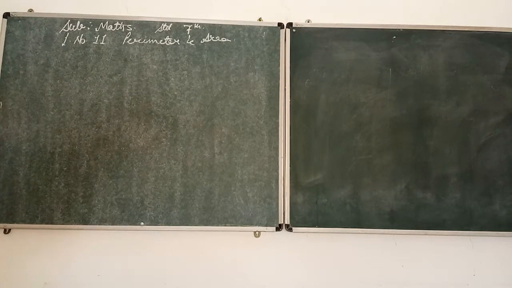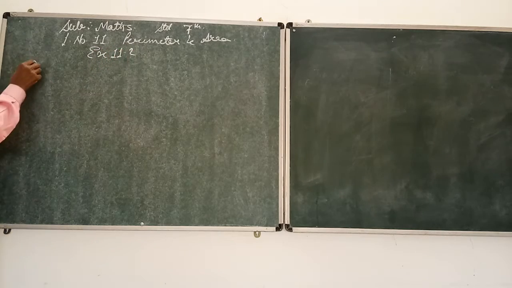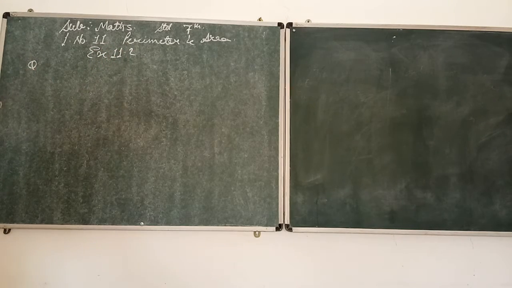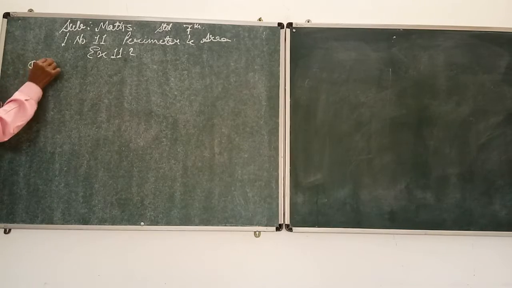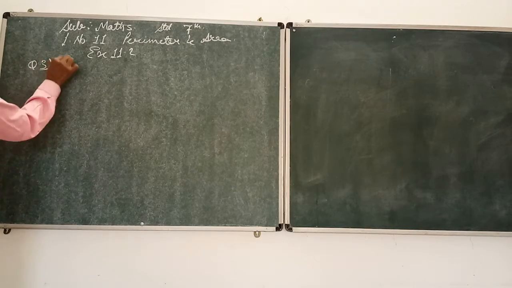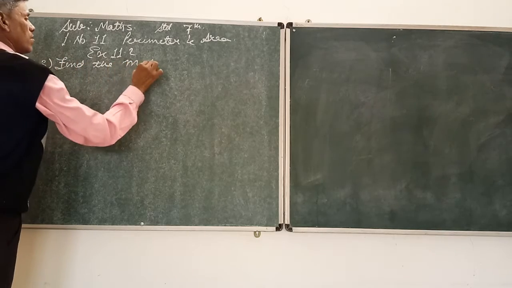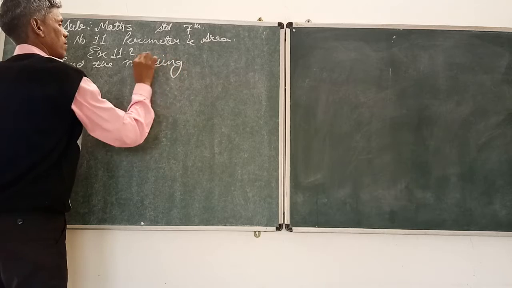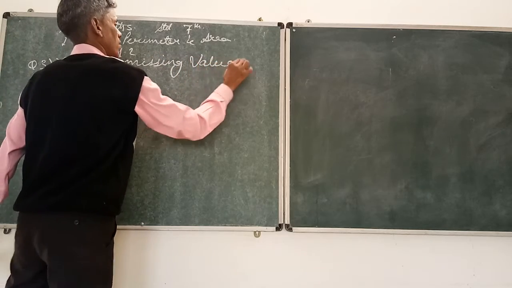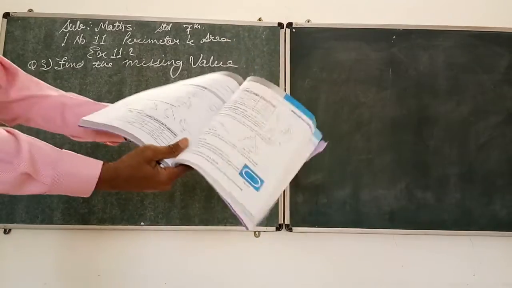Perimeter and area exercise 11.2. Question number 3. Find the missing value. First, it is given in this box like this.